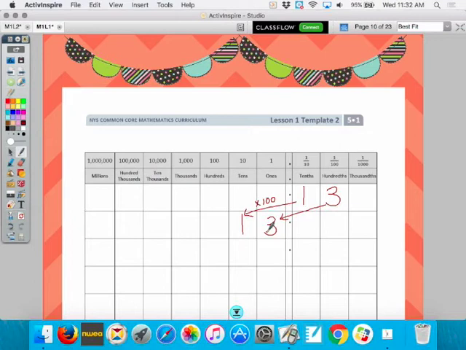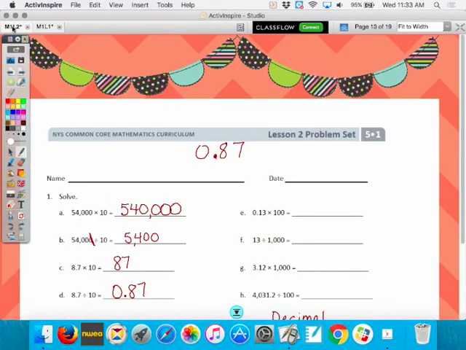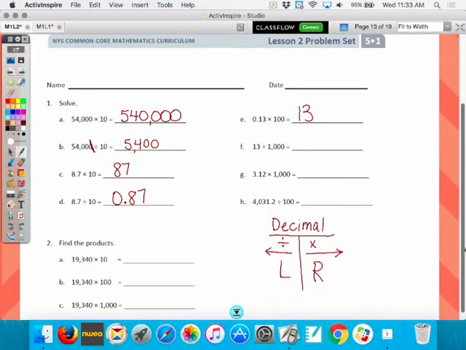What do you end up with as your answer? 13. Okay, let's see what we got here. I'm going to go ahead and write 13. Now you're going to, on the bottom of your place value chart, hop the decimal with me. Okay? So the decimal hop, I need to start with this number. So everyone write 13 hundredths on the bottom of your place value chart.